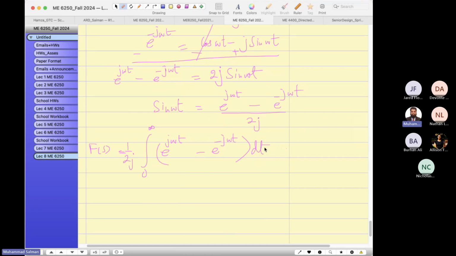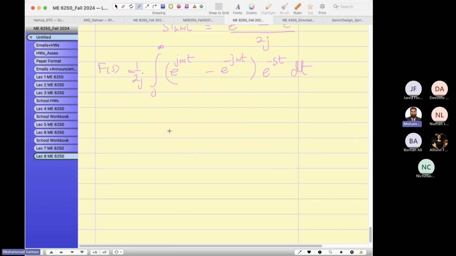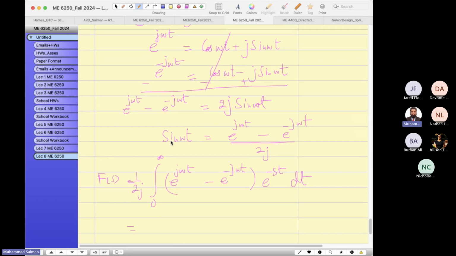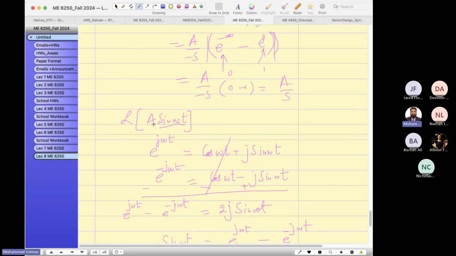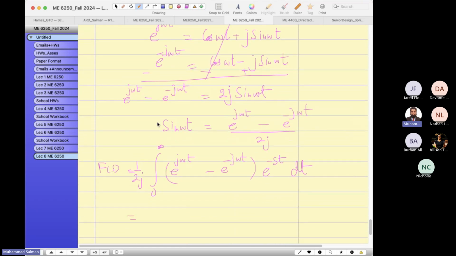Sorry, I forgot to write down e to the negative s. This is the Laplace transform definition, correct? So then you can do the math here. And did I have a over here? Yes, a is here. So I can write down a outside, correct? So this is my a. So you can write down a outside.